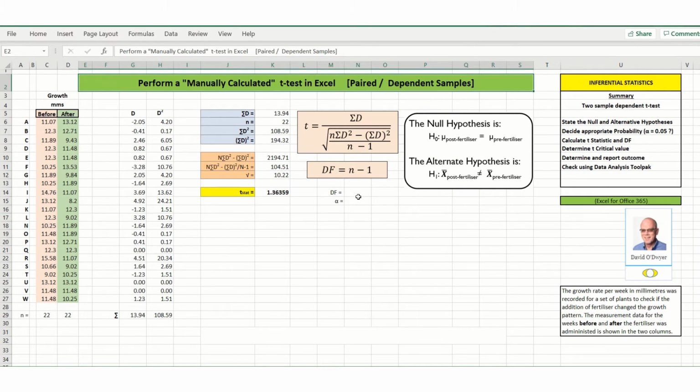Our degrees of freedom are given by the formula n minus 1, so we can say equal to, and n is down here, minus 1, and that's 21. And the next thing is to consider alpha. Alpha is equal to 0.05 is the standard value, and there's no reason really to move away from that, so we'll set it at 0.05. And now we're in a position to go on to our t table to look up the value that's appropriate for those figures.